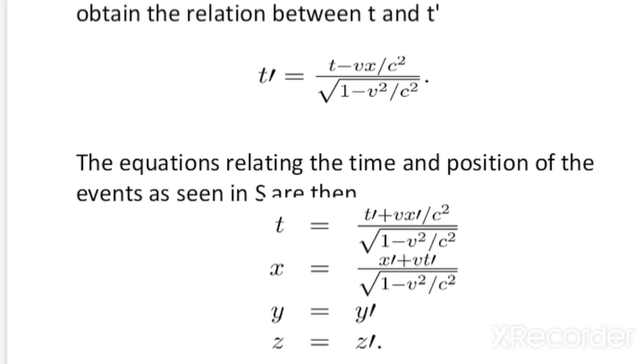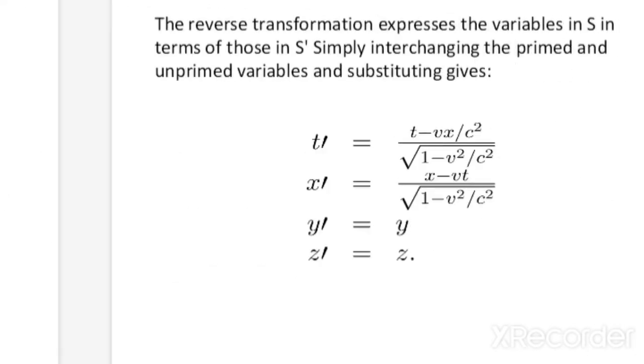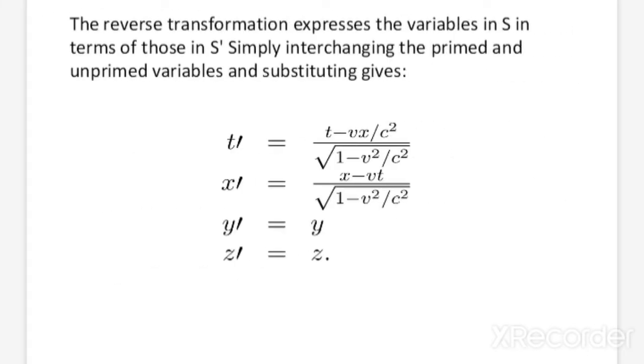Now let us consider the inverse Lorentz transformation equation. It means the observer situated in frame of reference S dash feels that the frame of reference S is moving towards the minus x direction with the uniform velocity minus v.